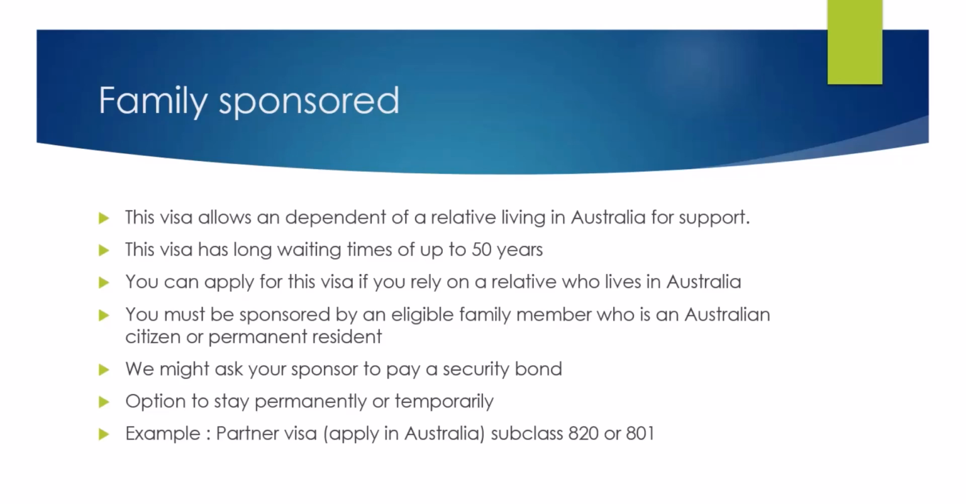The government might ask your sponsor to pay a security bond. They might need to show the funds that they will be able to take care of you. You have an option to stay here permanently or temporarily. One of the basic examples is the partner visa that many people apply for their spouses, under subclass 820 or 801.